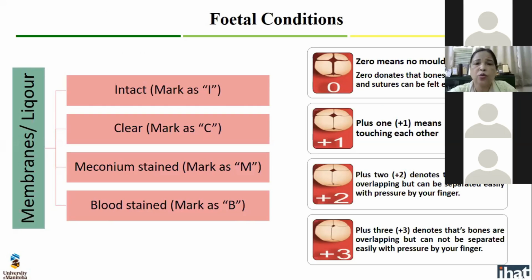Grade 1, when the suture lines are just touching each other. Grade 2, the suture lines overlap, but they can be separated. And grade 3, the suture lines are overlapped and we are not able to separate them. That is excessive molding, and grade 3 molding is one of the important signs of obstructed labor. So again, when plotting on a partograph, you have to show molding by +1, +2, +3. So this is about the molding. Next.